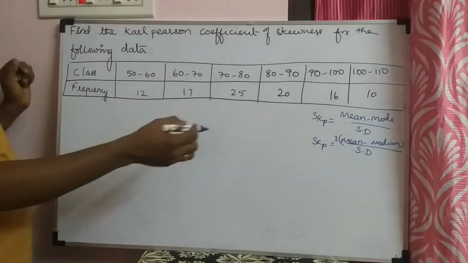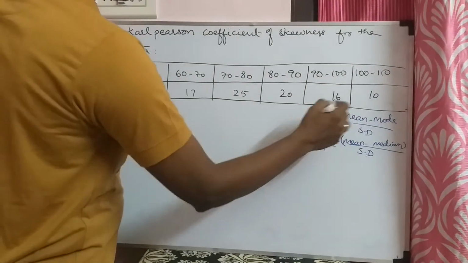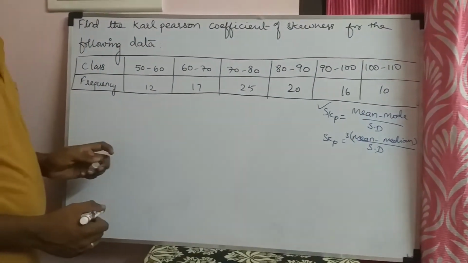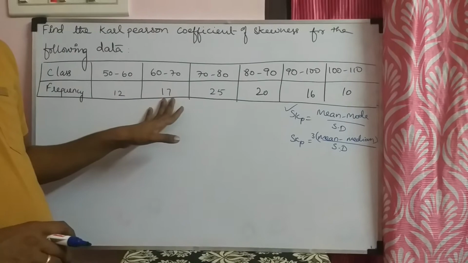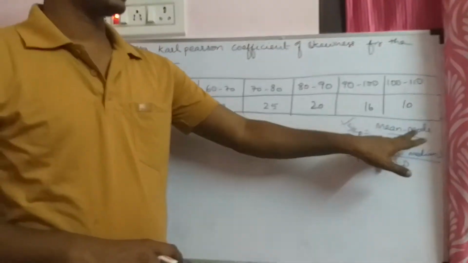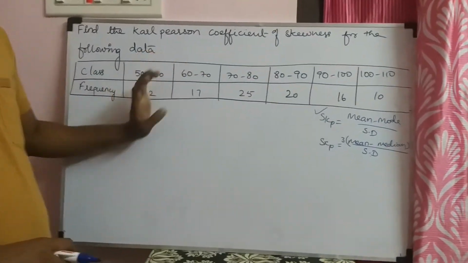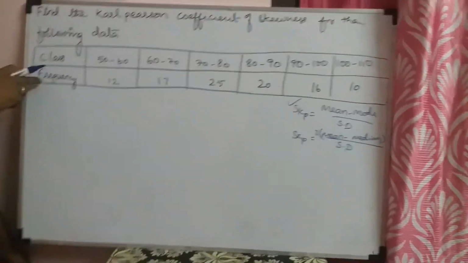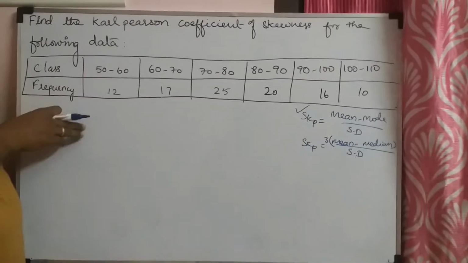Now we see the problem. We are going to find this one, mean minus mode by standard deviation. I am going to use this formula, mean minus mode by standard deviation. First, see the problem. This is the data for the continuous one.